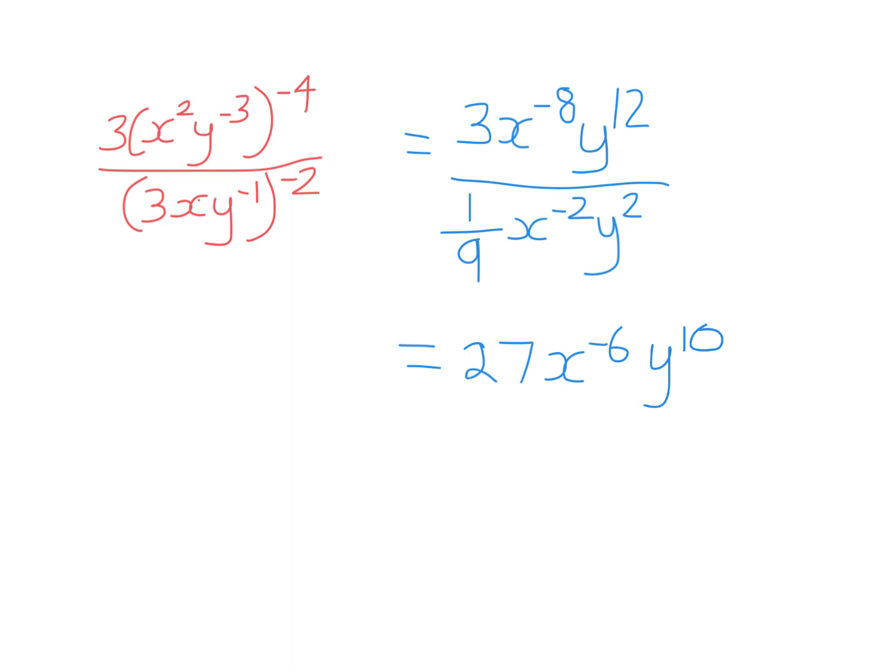So to simplify this fully, we need to write it with positive indices. So things that already have a positive index go on top. The thing with a negative index goes on the bottom, and we change its power to positive, and we can't simplify any further.